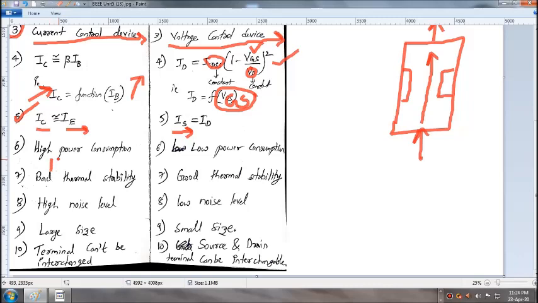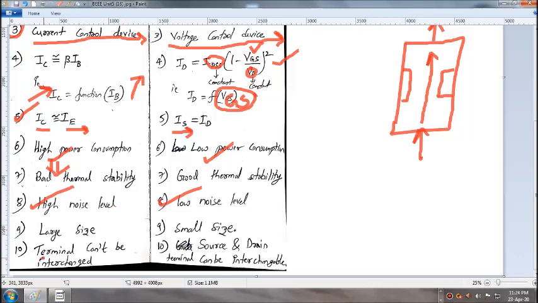The BJT has a high power consumption, whereas FET has a low power consumption. High power consumption results in bad thermal stability. So BJT has bad thermal stability, whereas a FET has good thermal stability. A BJT has a higher noise level and a FET has a lower noise level. And the size of a BJT is larger when compared to the size of a JFET.